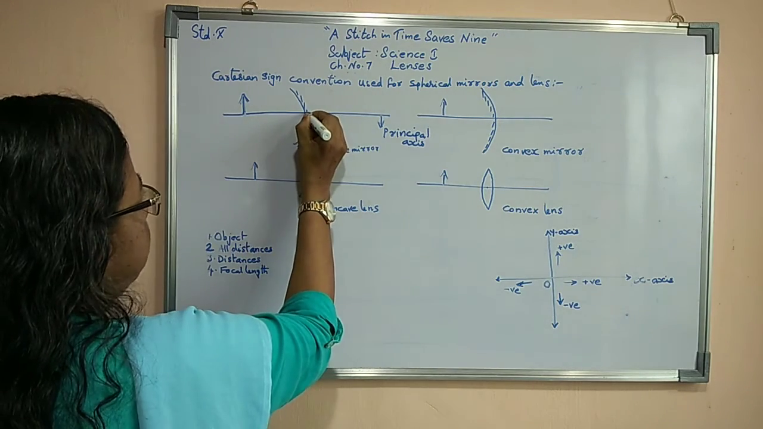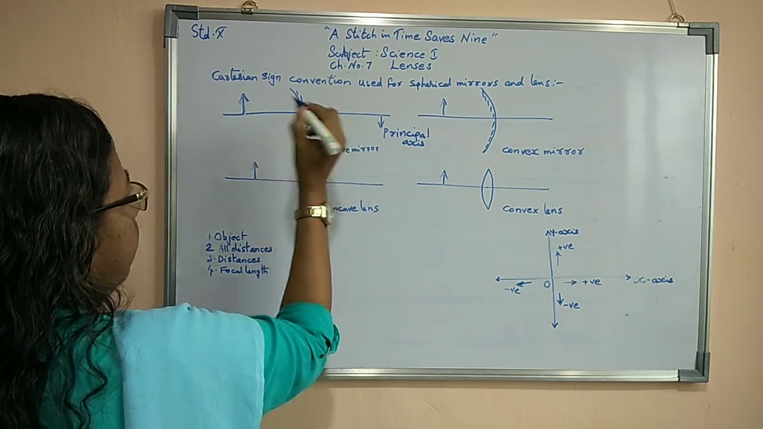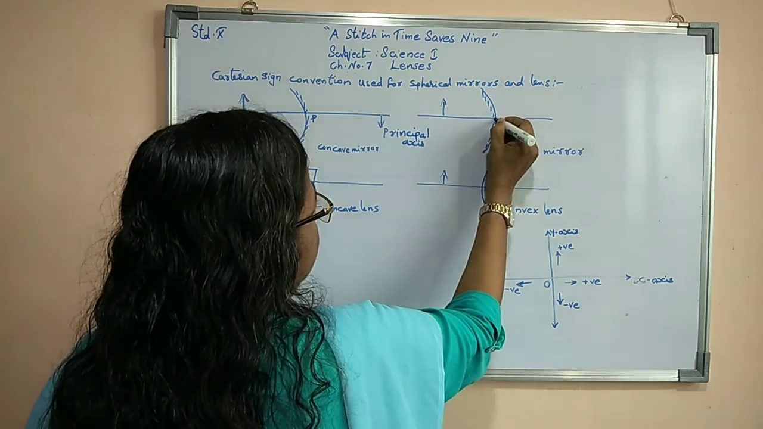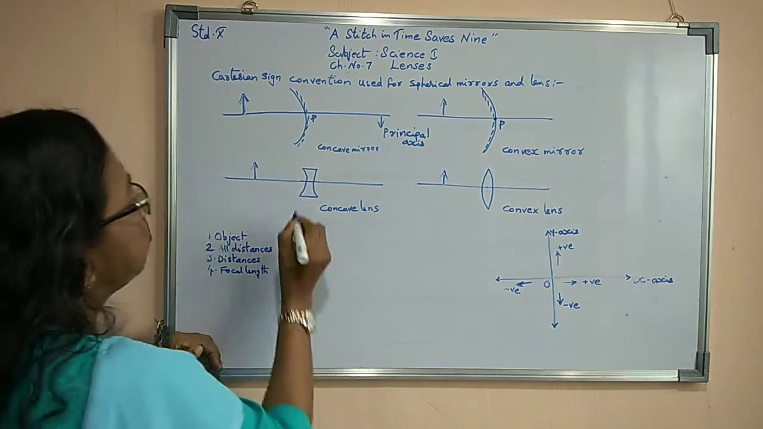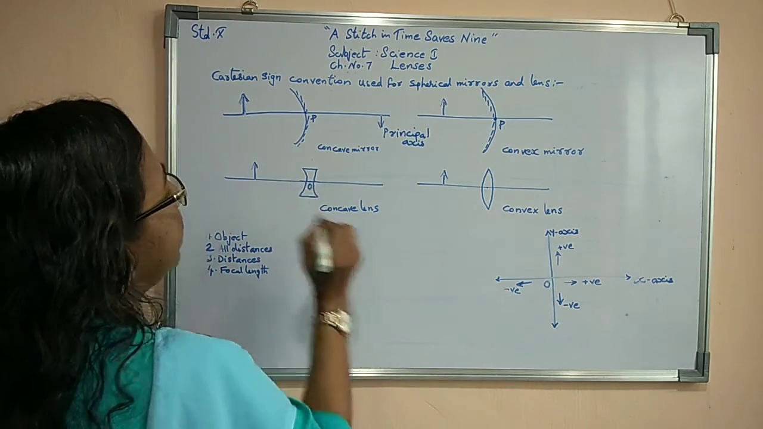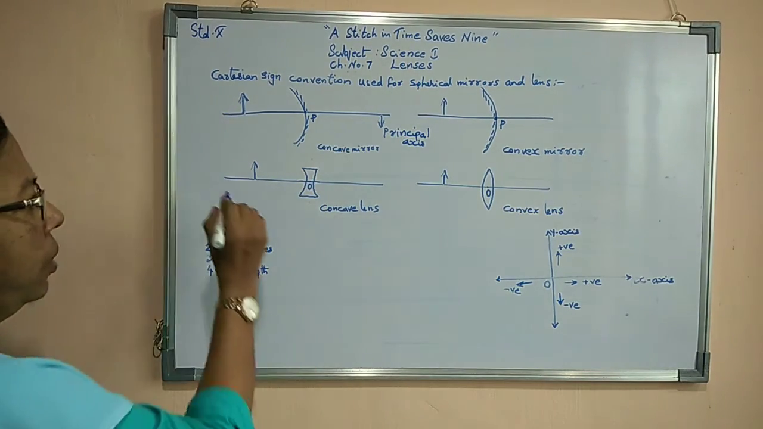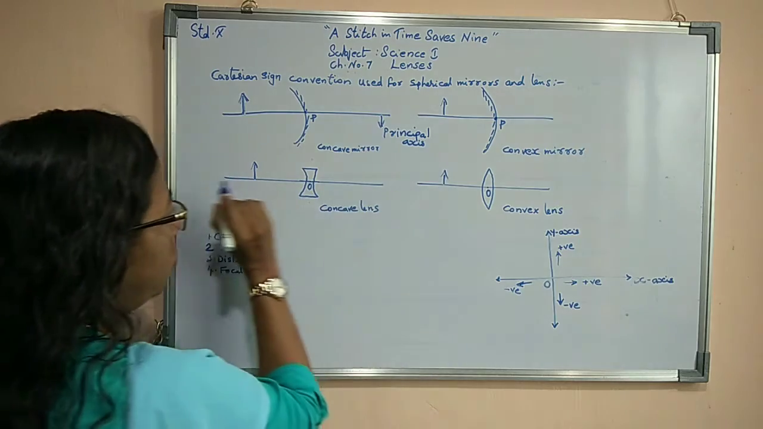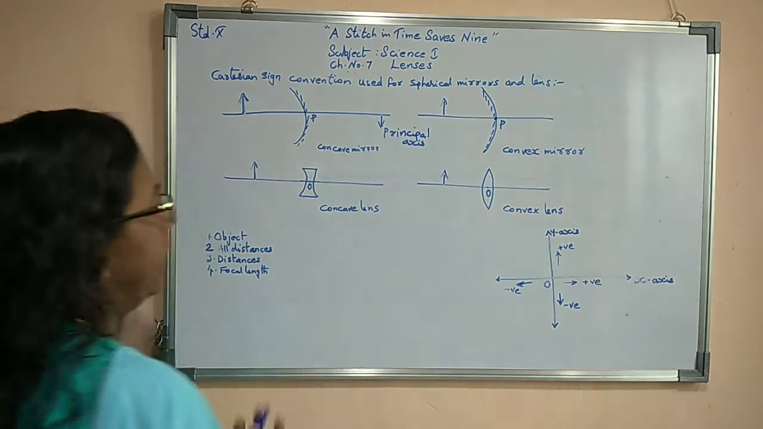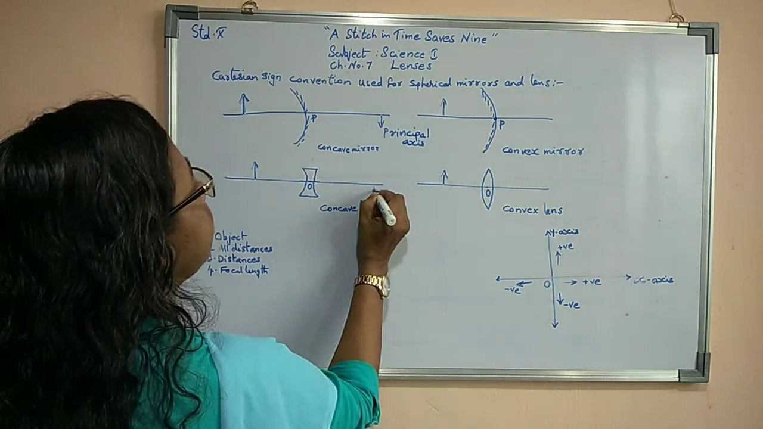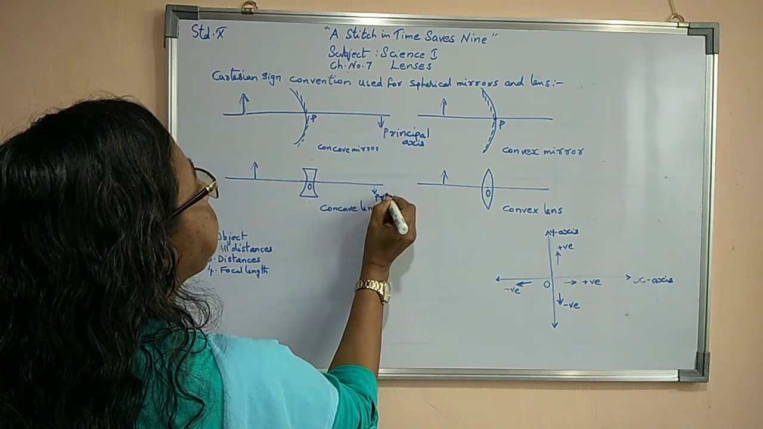Here I can say this point is the pole of the mirror. This is the pole of the mirror. This is the optical center of the lens. This is the optical center of the lens. Now the straight line which is passing through the optical center of the lens, we can say, is the principal axis.